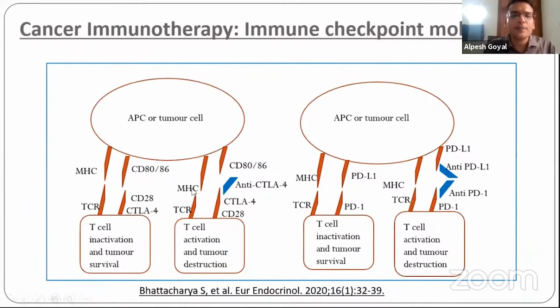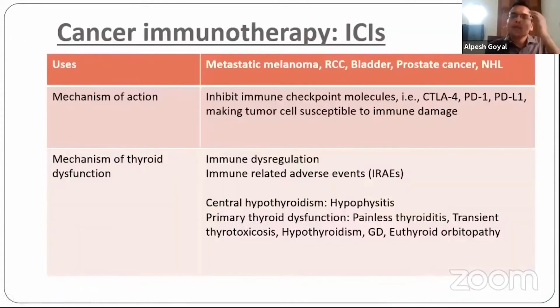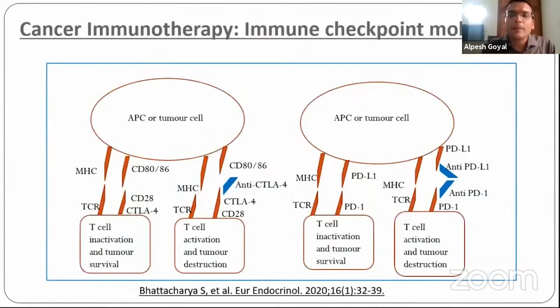This is a similar sort of diagram which shows that CTLA4 actually is expressed on T cell and it prevents CD28, CD80, 86 interaction. If you could block this molecule, there is T cell activation and tumor destruction. Similarly, if you block PD1 and PDL1 using monoclonal antibodies, there could be T cell activation and enhanced tumor destruction. So if you see, immune checkpoint inhibitors are molecules which inhibit these checkpoint molecules.